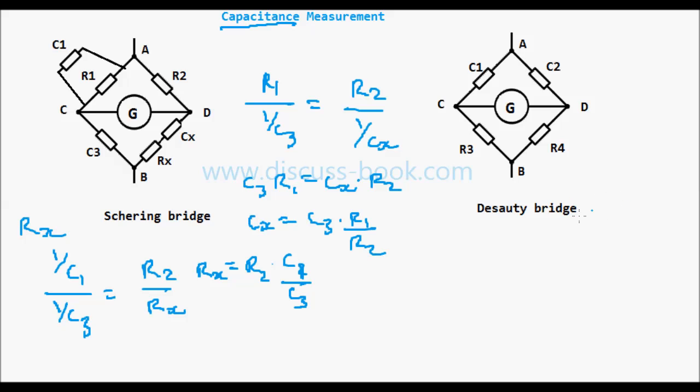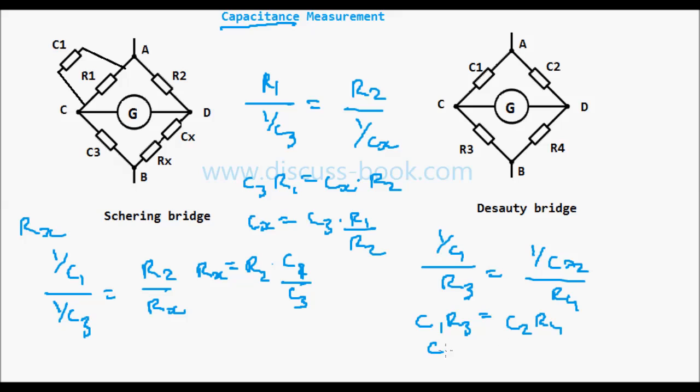And similarly for the De Sauty bridge, you can write the equation 1 upon C1 by R3 is equal to 1 upon C2 by R4. So if C1 is the unknown, then C1 R3 is equal to C2 R4. So C1 will be 1 by R3 into R4 into C2.